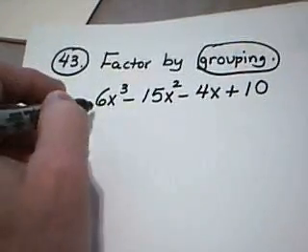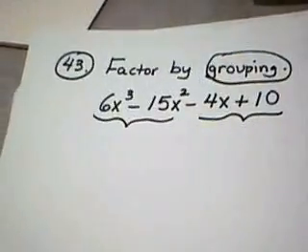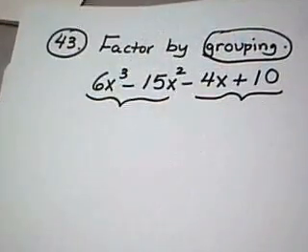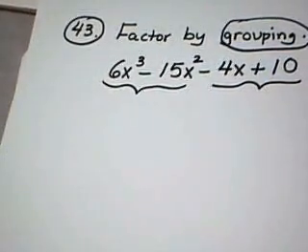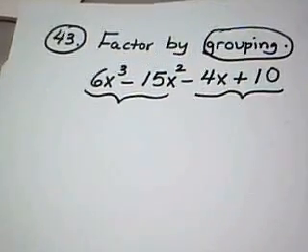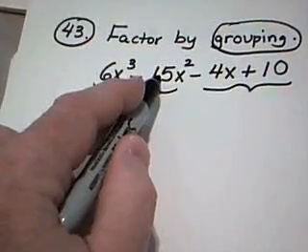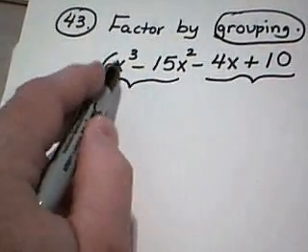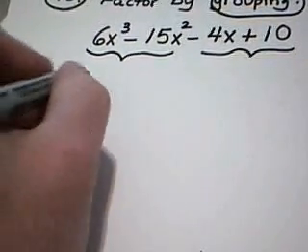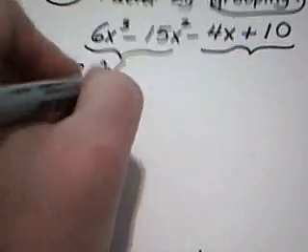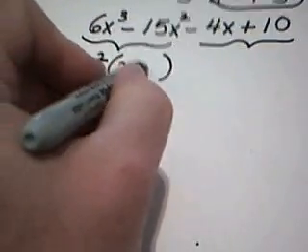So, let's hope they put it in the correct order for us. Let's group the first two, and let's group the back two. When I look at the first two terms and I try to find the greatest common factor of those first two terms, the largest number that I could take out would be a 3, and the highest power of x that I could take out of these first two terms would be a 2. So I'm going to pull out a 3x squared in parens, leaving me with a 2x minus 5.